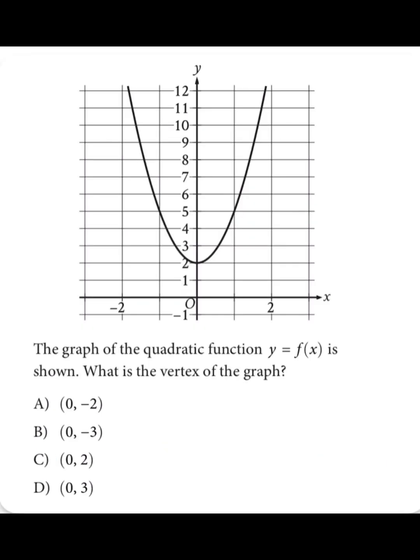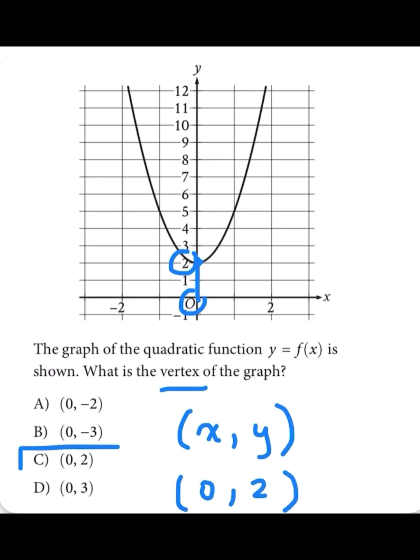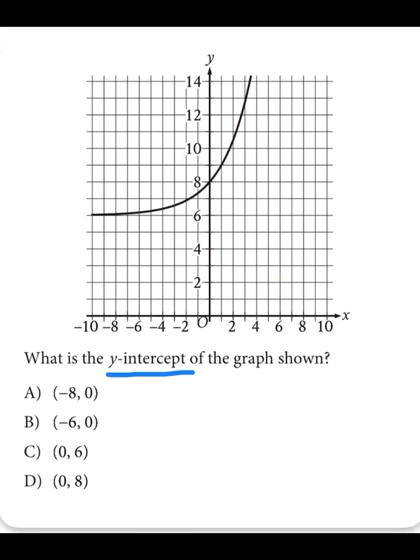The vertex of a quadratic function is the minimum value of the function. The x value of the vertex is 0 and the y value is 2. The point where the graph crosses the y-axis is the y-intercept. The y-intercept is 8.